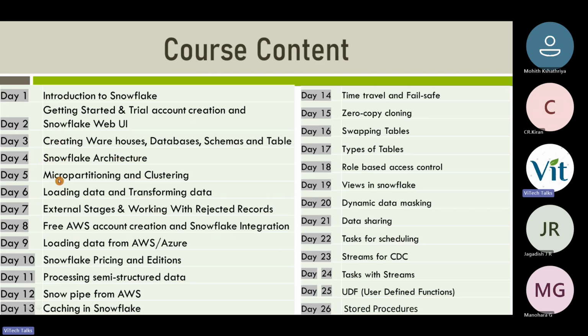Snowflake architecture. What is micro-partition? And how to load the data from one place to another place. What is external stages? And working with rejected records. And how to create an AWS account and how to load the data. And integration between AWS and Azure. And what are Snowflake prices and what are the editions we have?